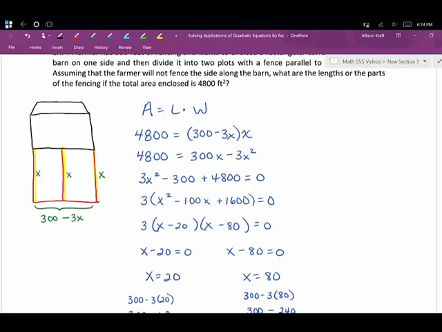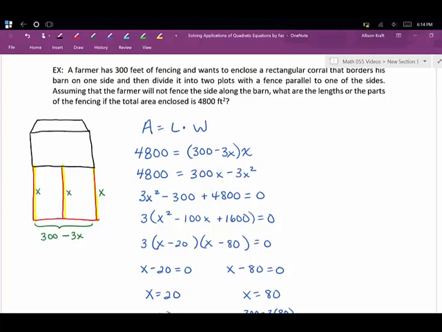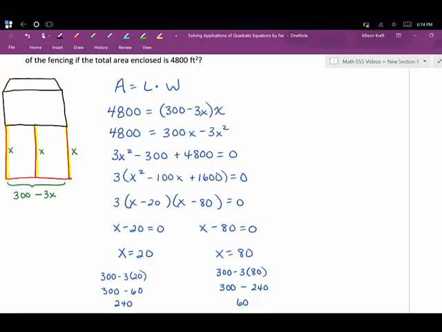So let's answer the question. They want to know, what are the lengths of the fencing? Like, what would the dimension of the corral be? Well, we have two viable options. Either we could have a width of 20 with a length of 240, or we could have a width of 80 and a length of 60.